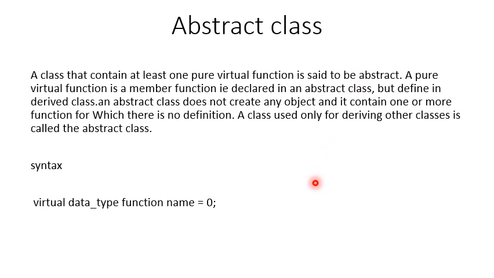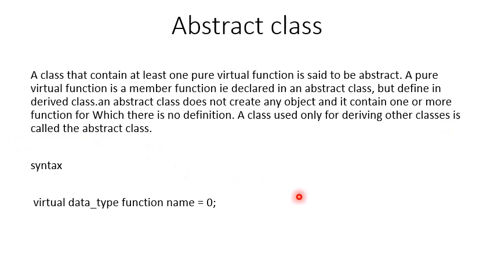A pure virtual function is a member function that is declared in an abstract class but defined in a derived class. An abstract class does not create any object. It is one of the important things. An abstract class does not create any object, and it contains one or more functions for which there is no definition in the base class. A class used only for deriving other classes is called an abstract class.